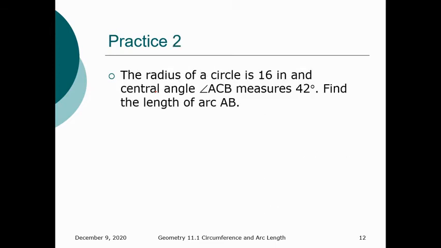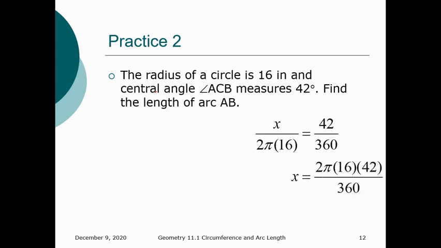The radius of a circle is 16 inches and the central angle ABC measures 42. Find the length of AB. So 42 is placed over the 360. The circumference is 2 pi times the radius of 16. All you have to do is some cross multiplication. So you get 2 pi times 16 times 42 divided by 360. Go ahead, punch that into your calculator. That's right, it's 11.73.